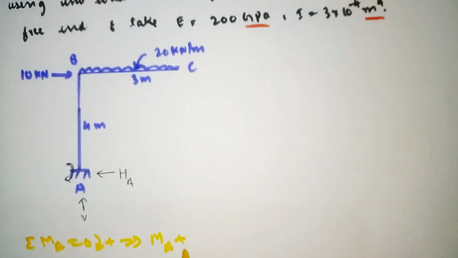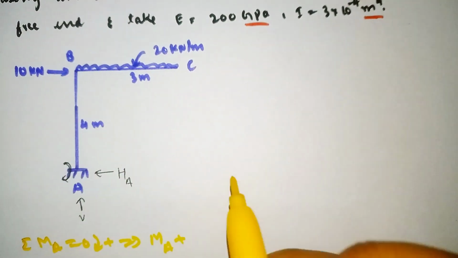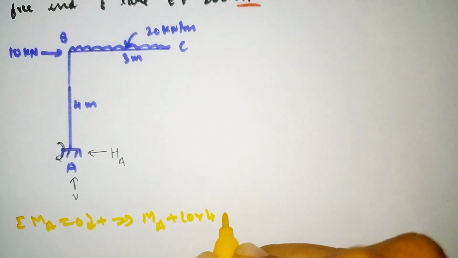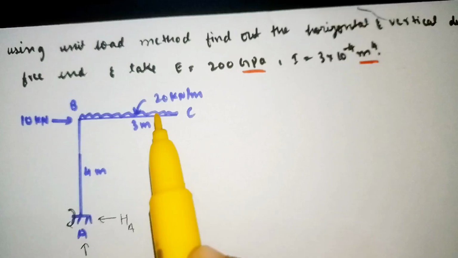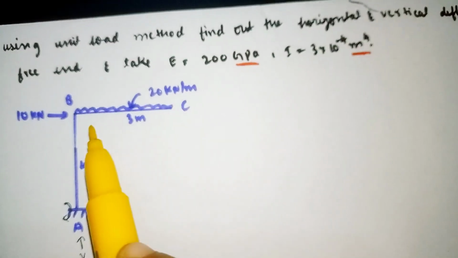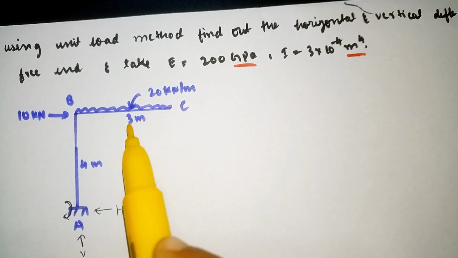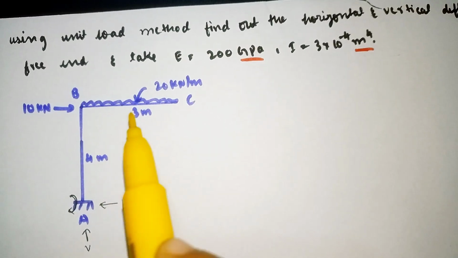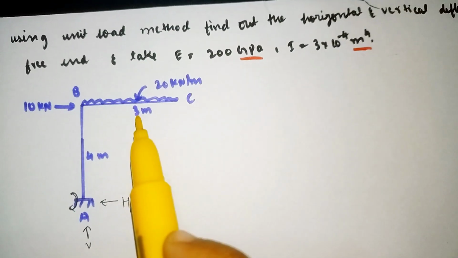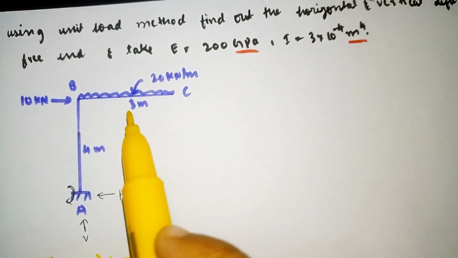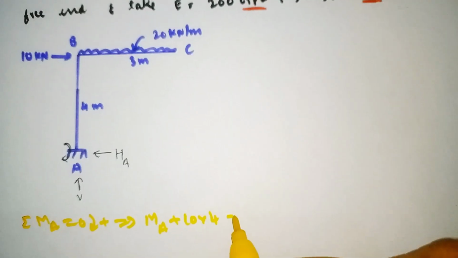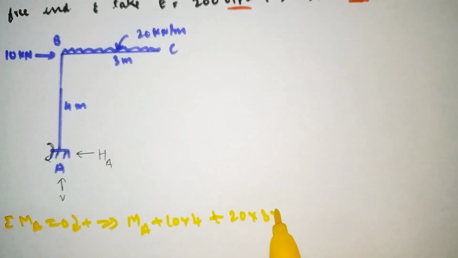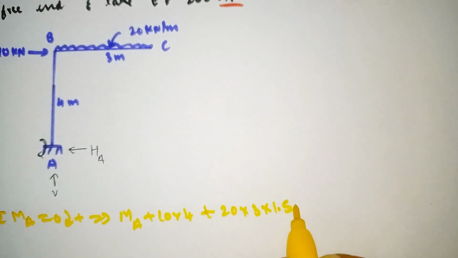MA plus, here 10 kilonewton is also moving clockwise at a distance of 4 meter. So 10 into 4 and UDL is acting there. So UDL of 20 kilonewton, it acts at a distance of 3 meter. 20 into 3 into, UDL always acts at a distance of L by 2. L by 2 is nothing but half of the distance. So 3 meter, half of 3 is 1.5. So 20 into 3 into 1.5 is also moving clockwise. So plus 20 into 3 into 1.5 is equal to 0.